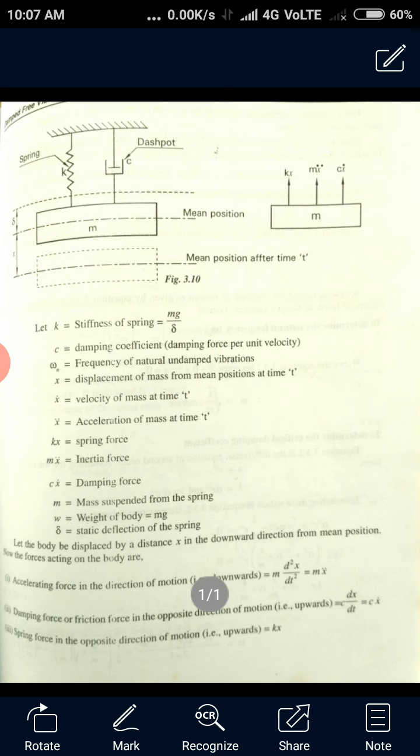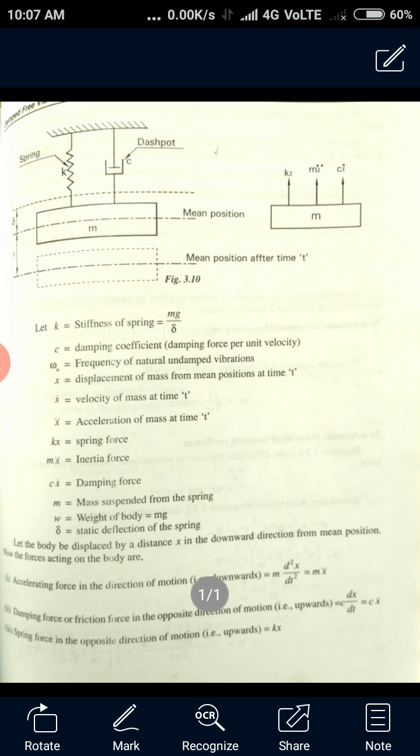One end of a spring as well as a damper is fixed, and the other end of the spring and damper is carrying the mass m, as shown in figure 3.10. So what are the notations going to be used in this derivation?